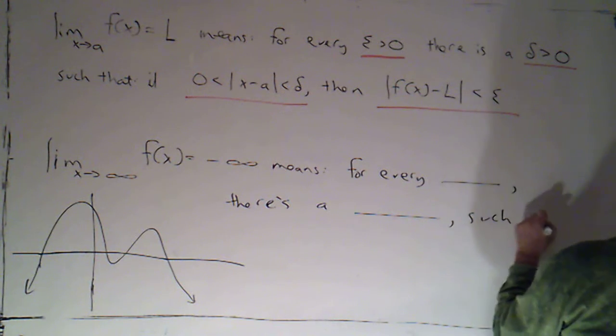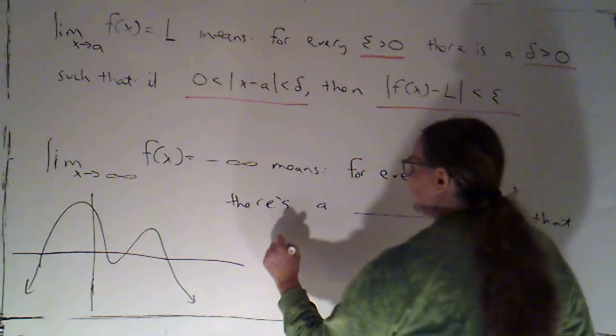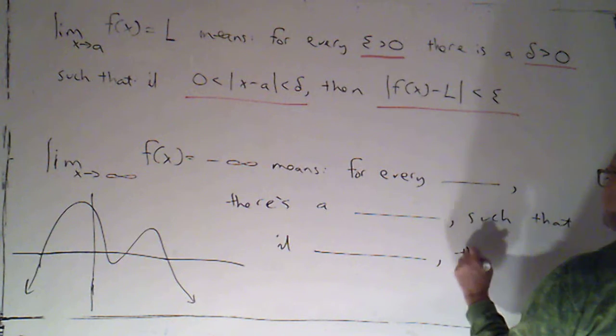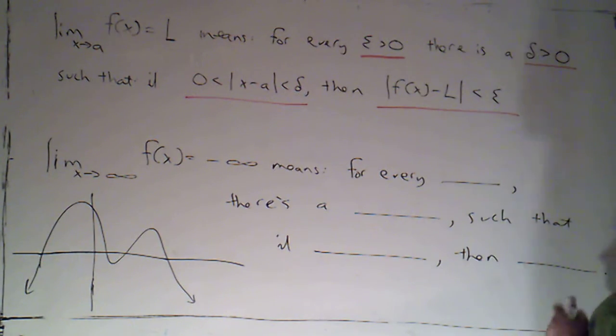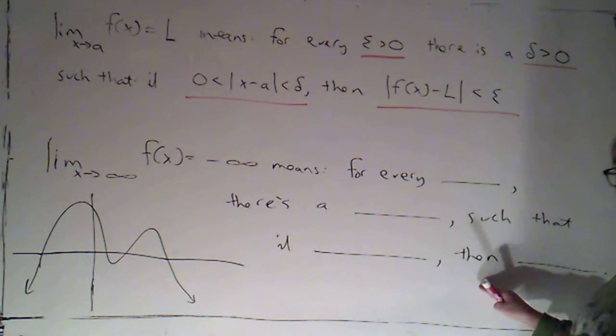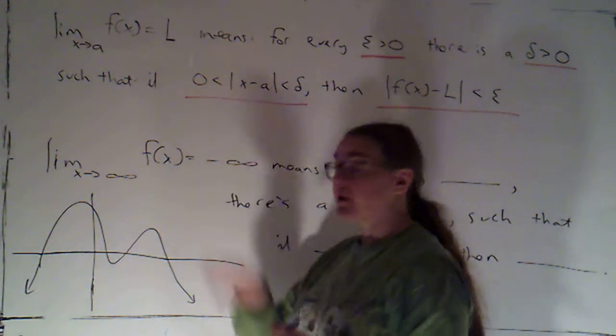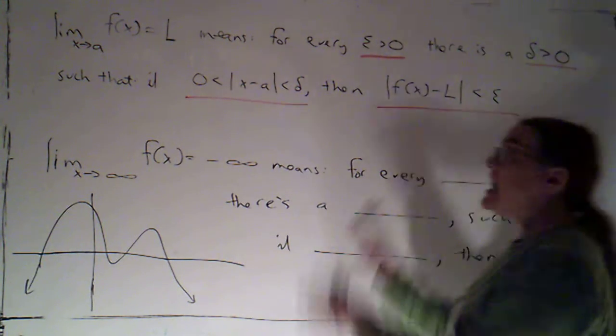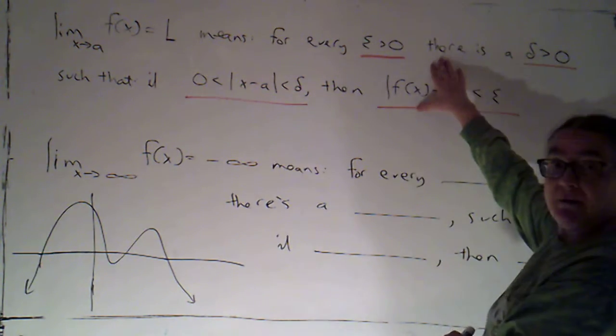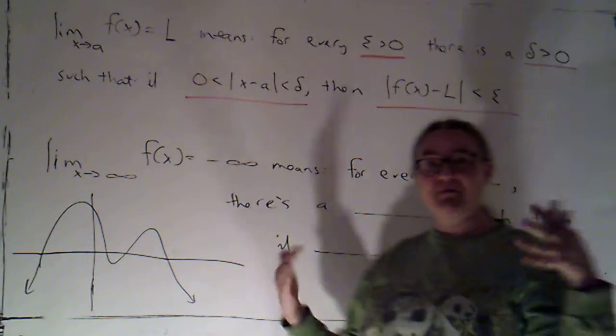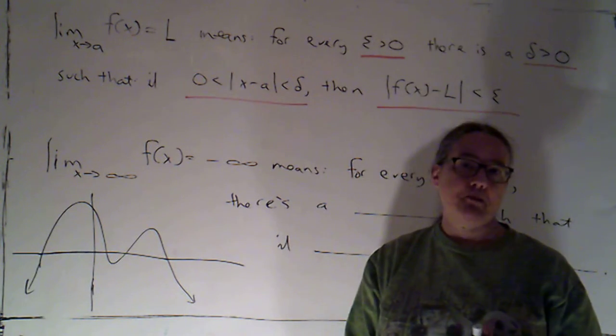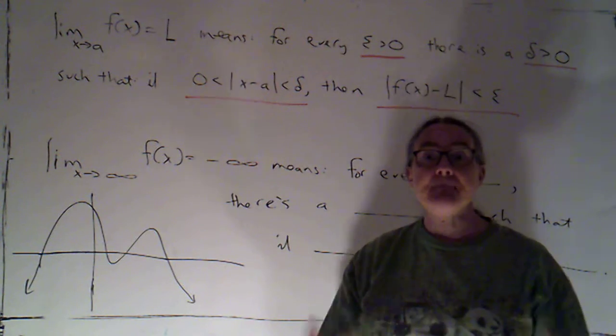such that if blank is true, then blank is true. Now this time, since both variables are going to plus or minus infinity, none of the blanks are going to match my basic model, because the basic model is when both variables are approaching a finite number. Here, they're both getting big.